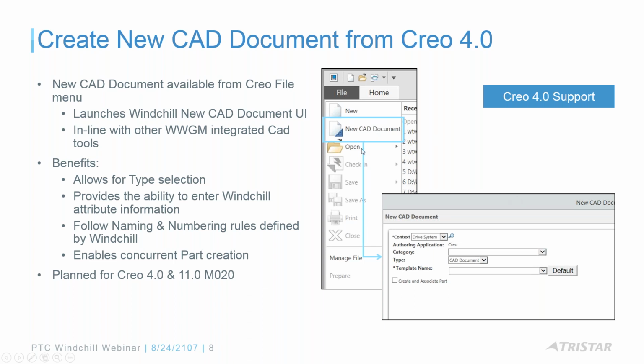You could just create a new CAD file, and then if you needed to fill out additional details, associate Windchill parts, you need to do that either during the check-in process or within the workspace. So this is only supported in Creo 4. So if you're using Creo 3 and below, you're not going to see that.